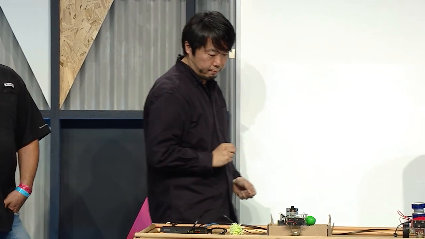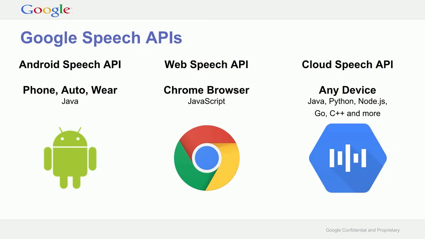Hi. I'd also like to talk about the Cloud Speech API, which is actually a rather new API. It was released about a month and a half ago. It joins a number of speech APIs that Google has had for quite a number of years. You're probably familiar with the Android Speech API, which allows you to do speech to text and text to speech on Android devices, phones, tablets, autos, TV, etc. That's a Java-based API. There's also the Web Speech API, which is in Chrome, which is a JavaScript-based API that allows you to do speech.